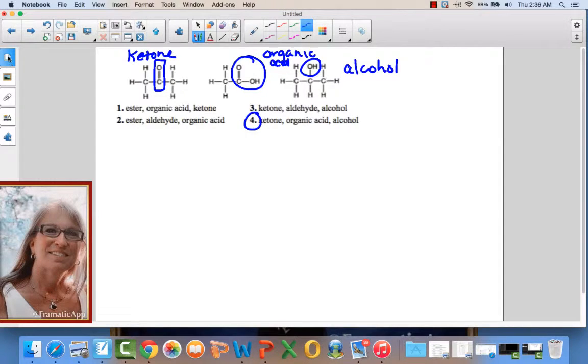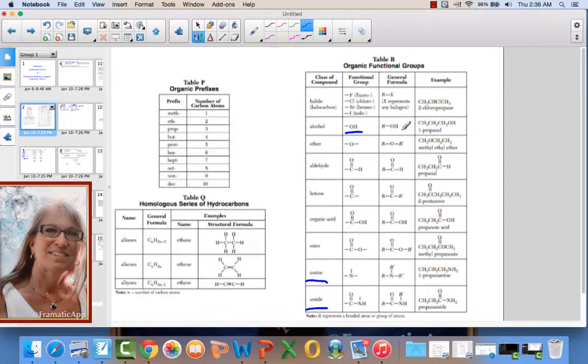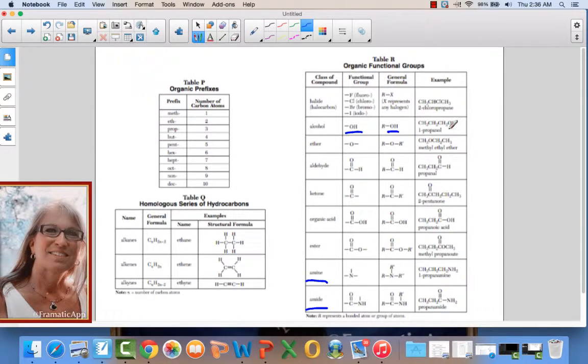So let's go to Table R and take a look at that real quick. Alcohol, there's your OH ending. Here it is in your example. Organic acid, the COOH ending. Here it is in an example. And a ketone, a double bonded oxygen, but it's easier to see in the example. See how the double bond is on an interior carbon, whereas an aldehyde, it's always on an end.